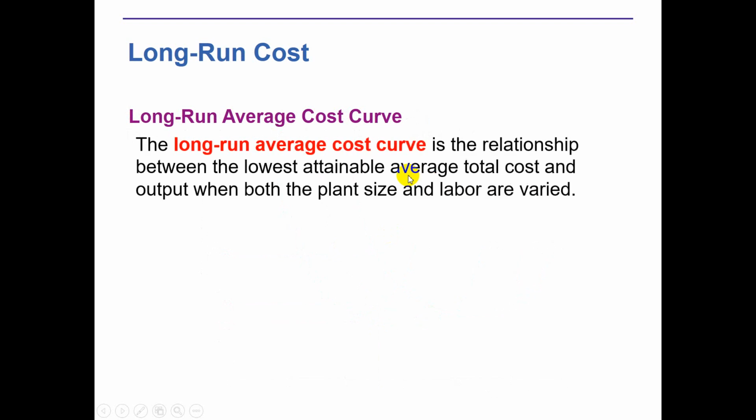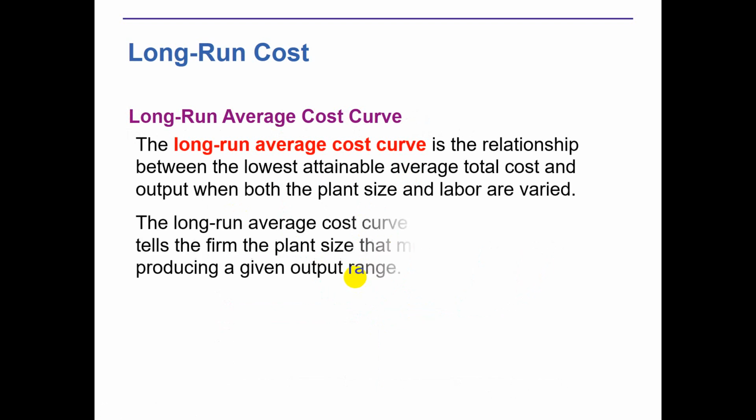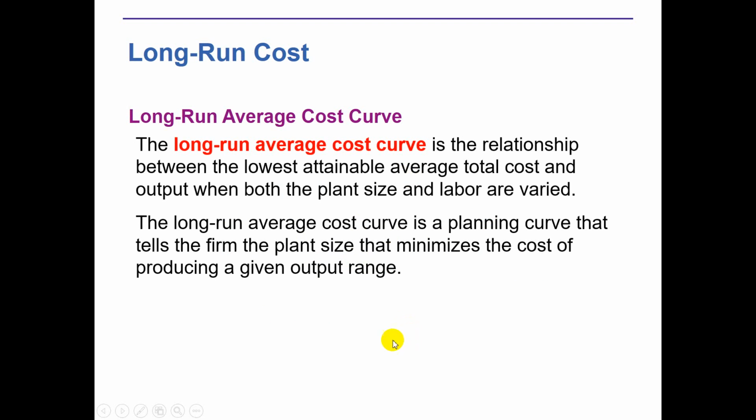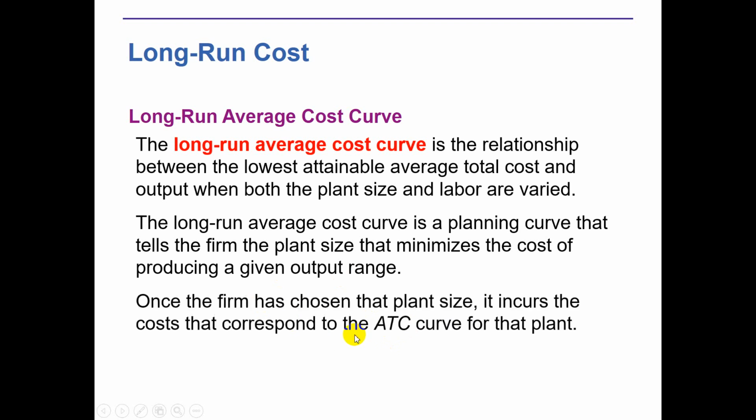So how can we derive the long run average cost curve? It is the relationship between the lowest attainable average total cost and output when both the plant size and labor are varied. So the long run average cost curve is the planning curve that tells us the plant size that minimizes the cost of producing a given output range. Once the firm has chosen that plant size, it incurs the costs that correspond to the average total cost curve for that plant.